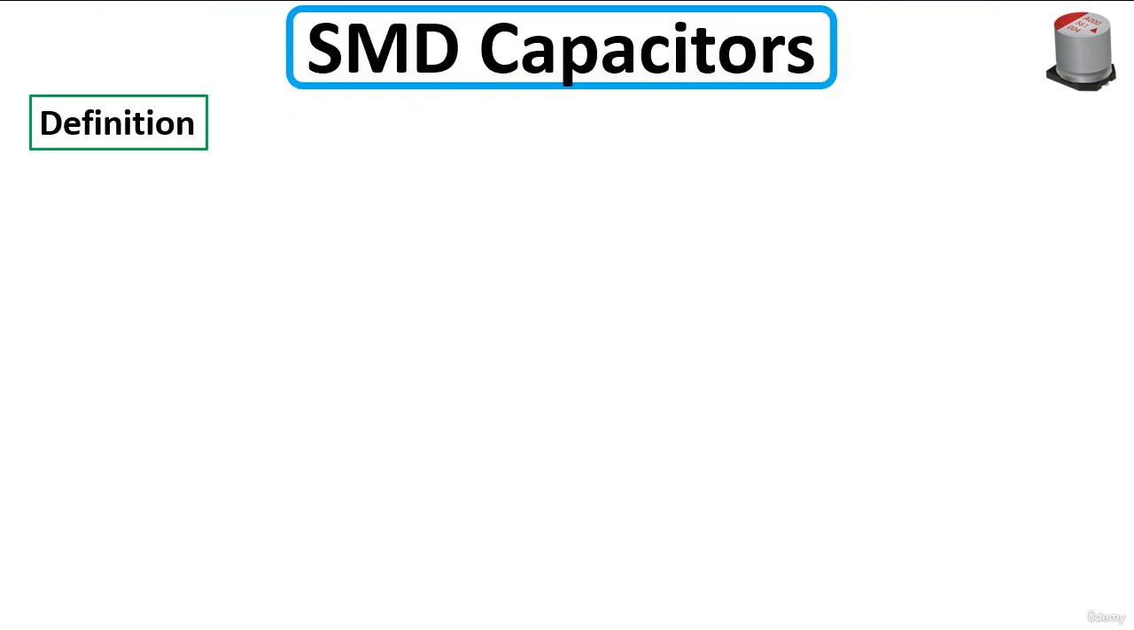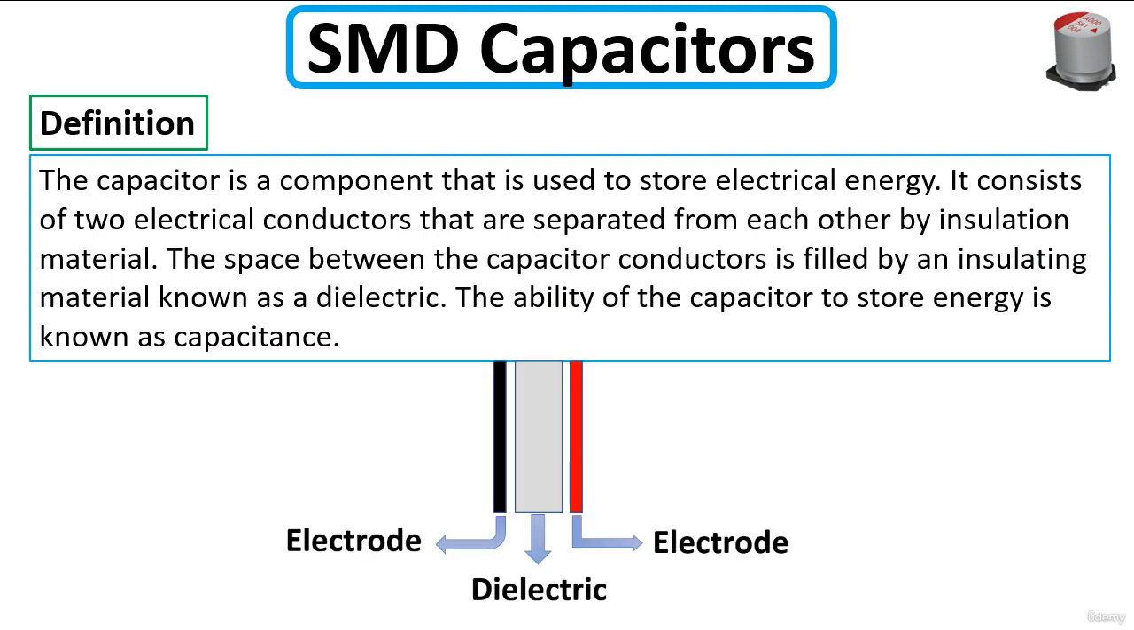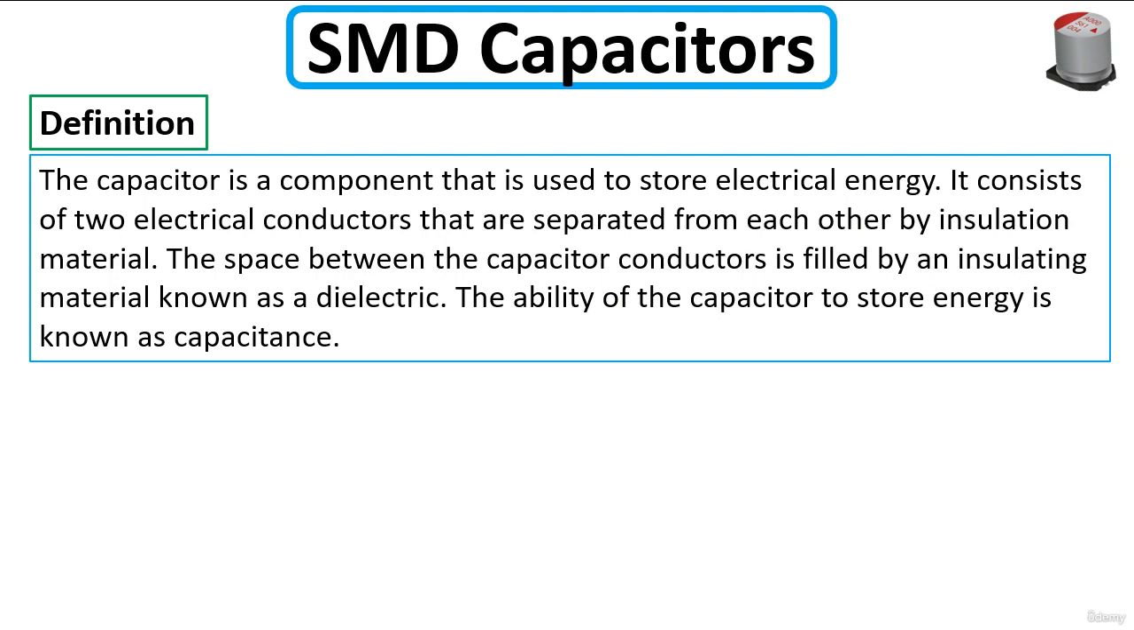So let's see the definition of SMT capacitor. The capacitor is a component that is used to store electrical energy. It consists of two electrical conductors that are separated from each other by insulation material. The space between the capacitor conductors is filled by an insulating material known as a dielectric. The ability of the capacitor to store energy is known as capacitance.